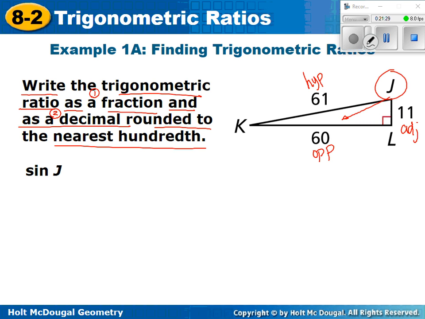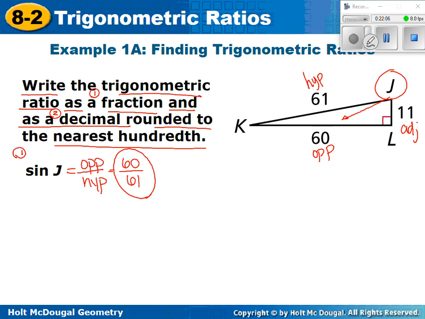And your answer is just going to be a fraction. You're just going to write down what is the opposite over the hypotenuse. So sine of J would equal what over what? And again, I'm going to write down opposite over hypotenuse to help me remember. SOHCAHTOA, sine opposite hypotenuse. So it's going to be 60 over what? 61. Stop. That's the first thing it asked for. What is the trig ratio as a fraction? 60 over 61. I do want to warn you, if it can be simplified, you need to simplify it. So if it was 6 over 8, I would expect you to reduce that.